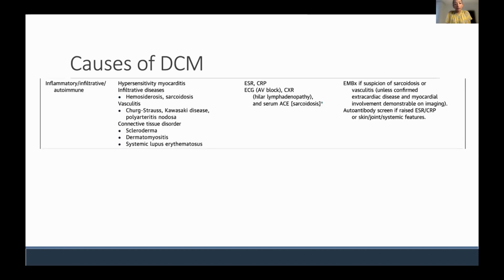Other causes of dilated cardiomyopathy are inflammatory, infiltrative, or autoimmune diseases. These can be hypersensitivity myocarditis or Loeffler's endocarditis. Infiltrative diseases like hemosiderosis or sarcoidosis. Sarcoidosis is an important etiology, and you should have a suspicion if there are associated bradyarrhythmias or chest X-ray findings or other systemic findings. Vasculitis can be associated, and connective tissue diseases like lupus, scleroderma, dermatomyositis can be associated with cardiomyopathy and even myocarditis.